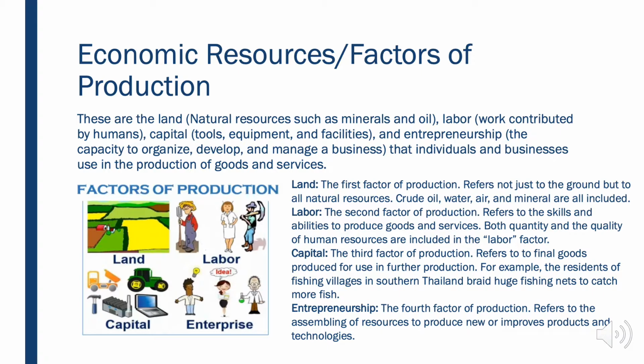Capital, as I stated earlier, refers to final goods produced for use in further production. For example, residents of fishing villages in southern Thailand braid huge fishing nets to catch more fish. So, if you want more, you gotta make more. You want to make more money, you have to produce more. Lastly, entrepreneurship just refers to the assembling of resources to produce new or improved products and technologies.